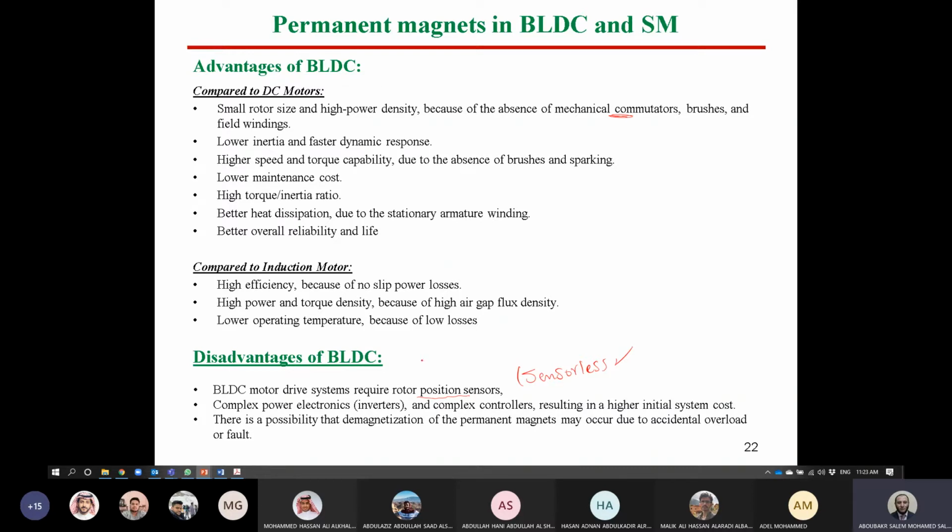Number two, complex power electronics. It needs power electronics and complex controllers, resulting in higher initial system cost. Of course, this is also mentioned in the reference, however this is also a bit old. Why? Because no electrical machine is working now without a power electronic converter. All electrical machines are controlled using power electronic converters, and power electronic converters have now become very cheap.